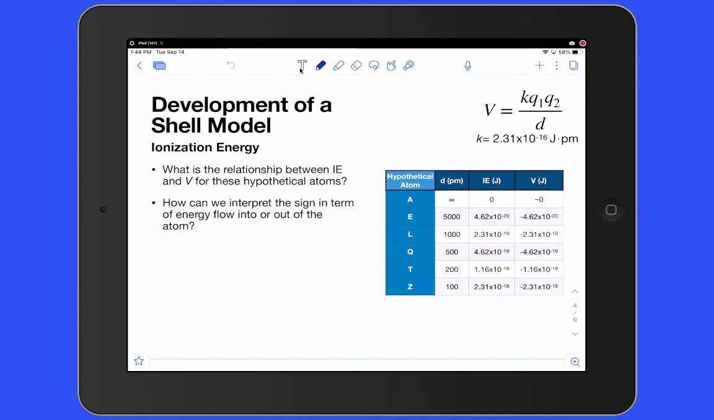That's just like the ionization energy. If I want to remove the electron from an atom, I need to put energy into it. How much? Equal to the amount of the attraction. And that's why in this table here, the IE, the ionization energy, is positive. But the number is the same. The magnitude is the same.